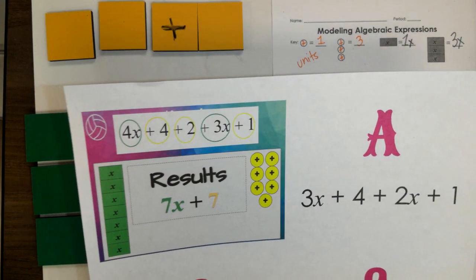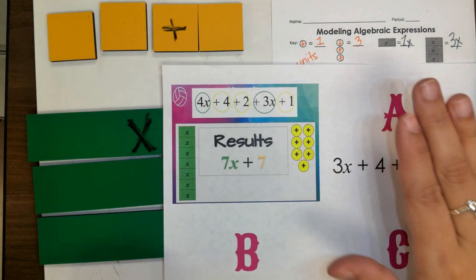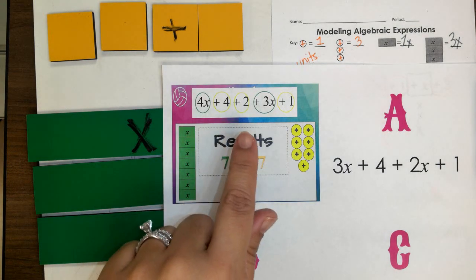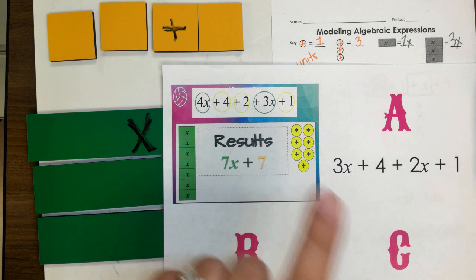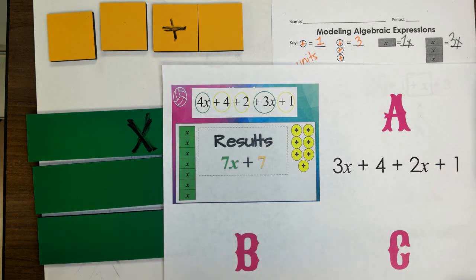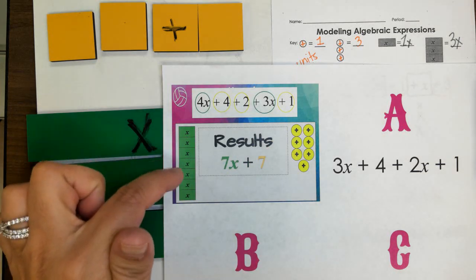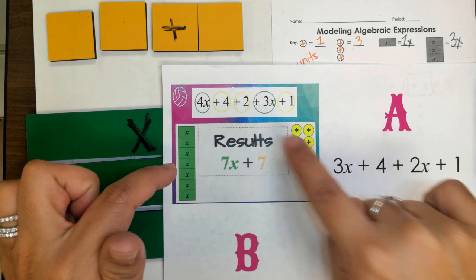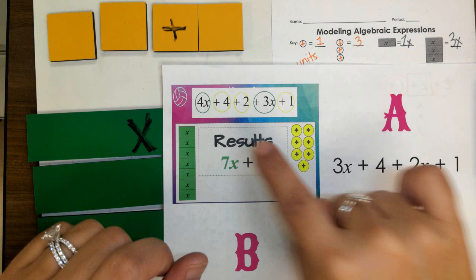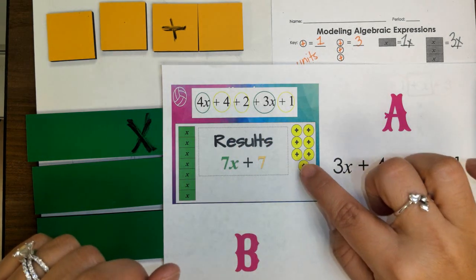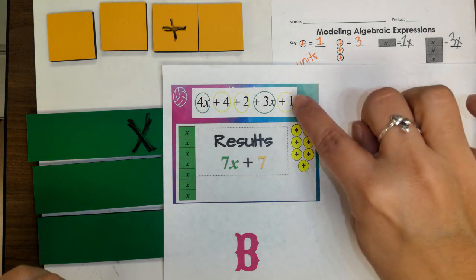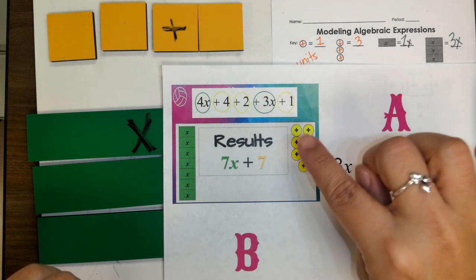Okay, so if I look at this one right here, again it says 4x plus 4 plus 2 plus 3x plus 1. Well, here again you see our x's. We put 4 x's. And then you see 4 1s, or 4 units, so we put 4 over here. Then you see there's 2 more units, so we add 2 more, right? And then lastly, there's 1 unit, so it goes on this side, and they're positives.